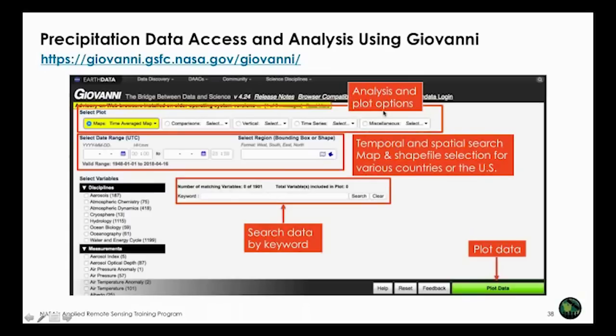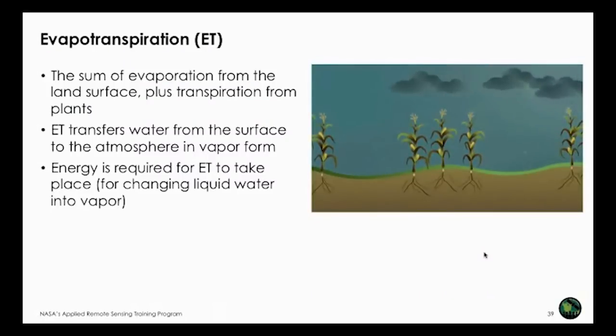can get this data. You can select data by temporal and spatial criteria based on map or based on watershed or river basin shapefiles. You can choose shapefiles for different countries and states also. And you can have multiple analysis options such as maps, time series, comparison of different data sets, zonal average and histograms, and you can plot data and you can download data as well. So we will have a demonstration of this later.